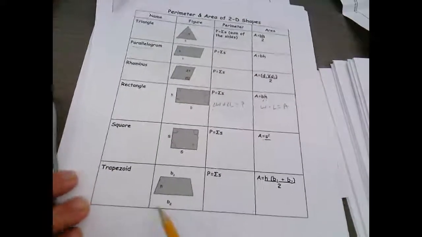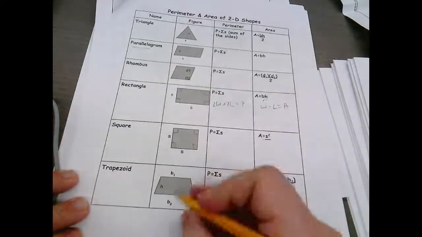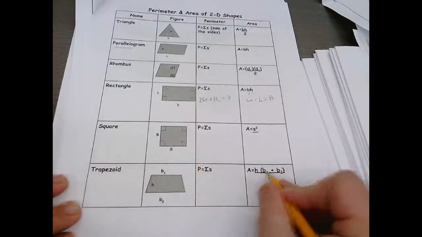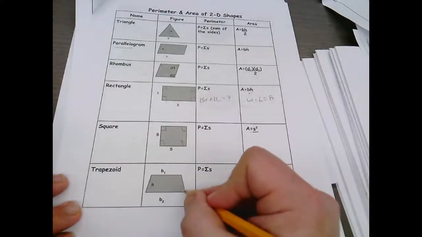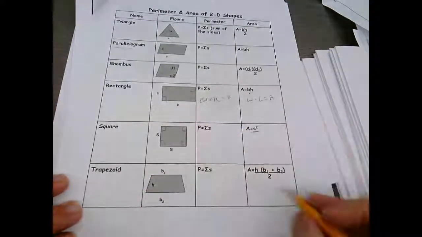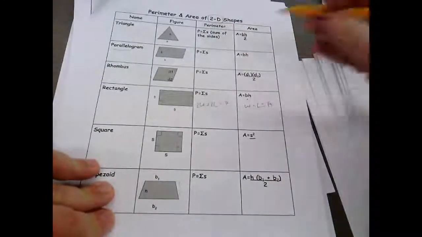Trapezoids are a little different, it's like a little house kind of thing, with a little roof here. So it would be the little base plus the big base, times the height, divided by 2, because then it's going to take off this little extra piece here. That's why you divide by 2. So pretty straightforward. These are the two-dimensional shapes, right?